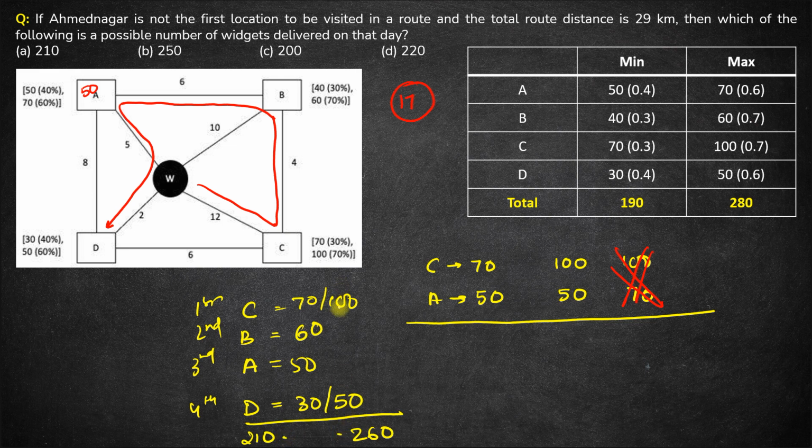And what is the other case possible? If you consider the higher of this and the lower of this: 100 plus 60 is 160, plus 50 is 210. 210 plus 30 is 240. Or the other way, 70 plus 60 is 130, plus 50 is 180, 180 plus 50 is 230. So these are the total demands possible for that day. And if you look at the options, only 210 is there in the options. So a total possible demand of 210 is possible, right? Option A is the correct one here. So that's it for this set. Thank you.